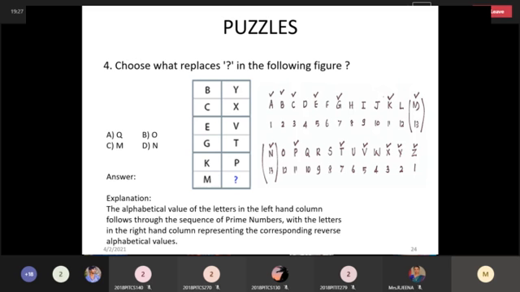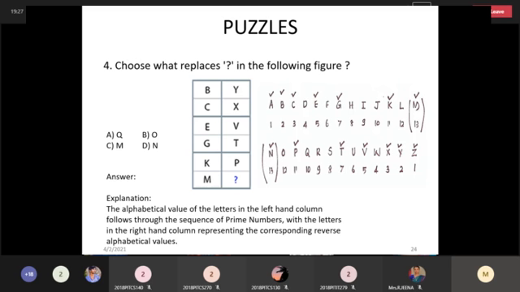Choose what replaces the question mark in the following figure. They have given the alphabet values of the letters in the left-hand column, and it follows the sequence of prime numbers. So we can see the column B, C, E, G, K, M, and then Y, X, V, T, E, question mark.